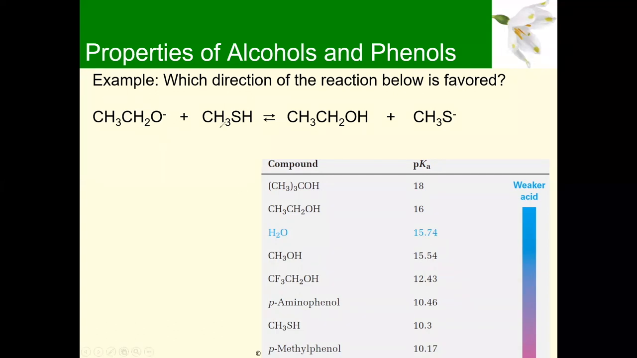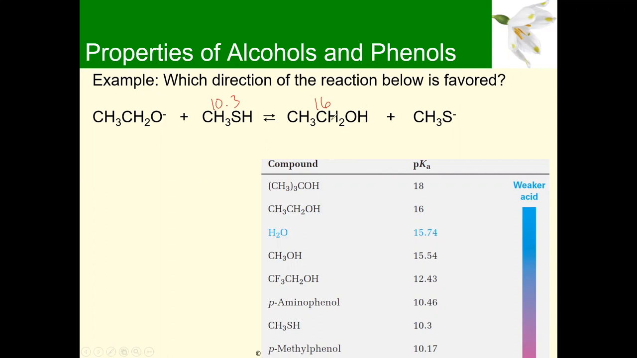of the two acids. And so here on the left-hand side, this CH3SH, we can look for that, and that has a pKa of 10.3. Okay. And I look at the table, and ethanol has a pKa of 16. Okay, but now you need to remember, well, what does nature do? Which side does nature favor? And remember, nature favors the side with the weaker acid and base. The weaker acid and base.